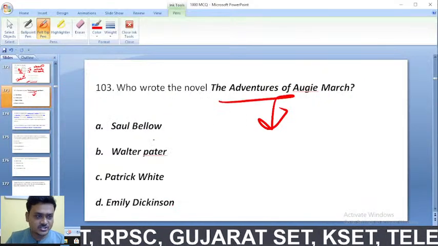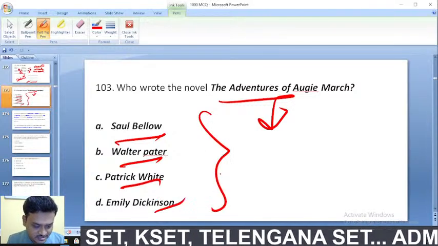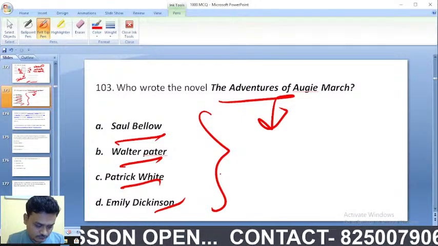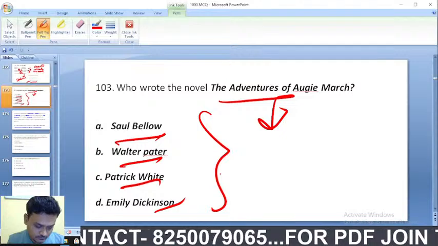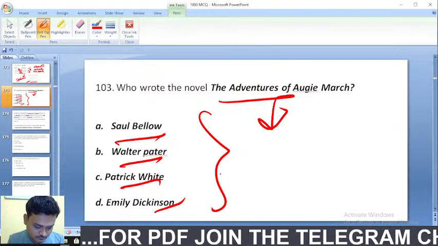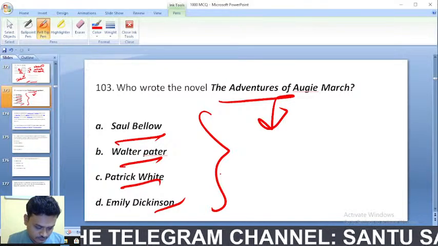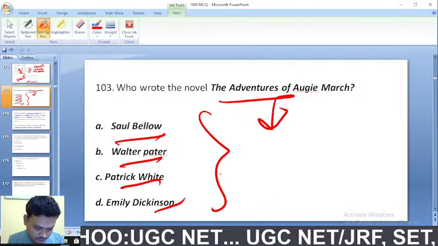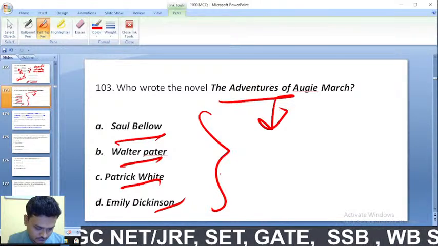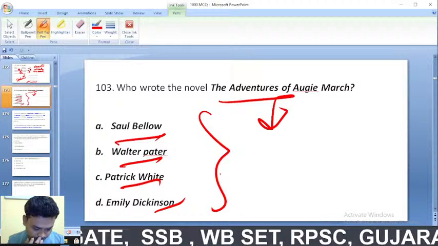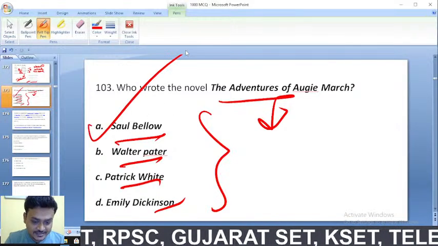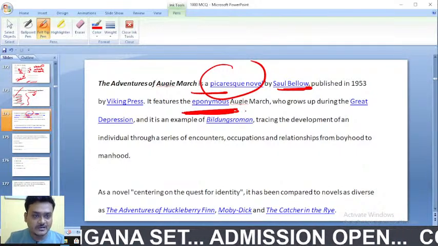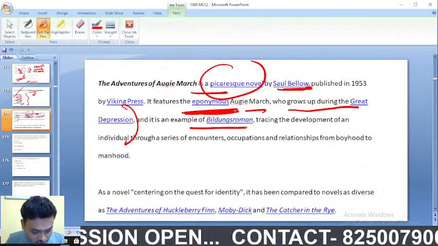Chalo. Adventures of Augie March. Kisne likha hai? Saul Bellow. Saul Bellow, exactly. Adventures of Augie March, picaresque novel by Saul Bellow. It features the eponymous Augie March, who grows up during the Great Depression. And it is also an example of Bildungsroman.